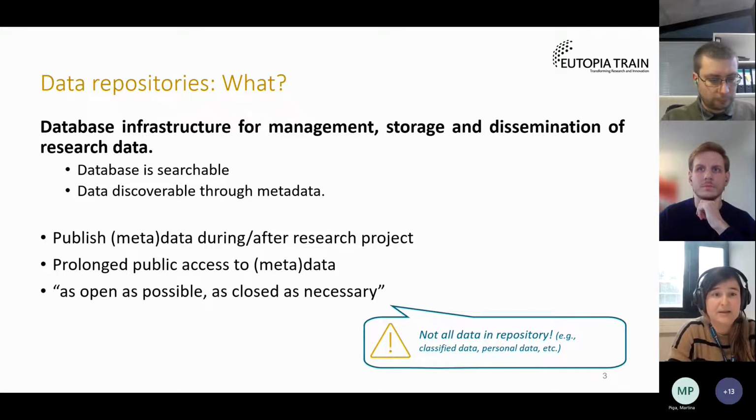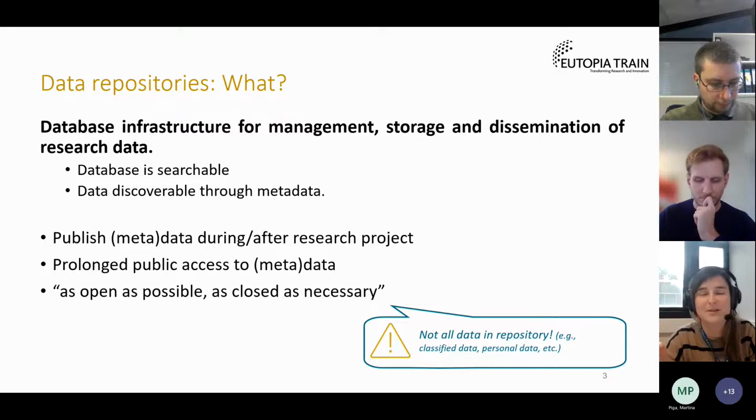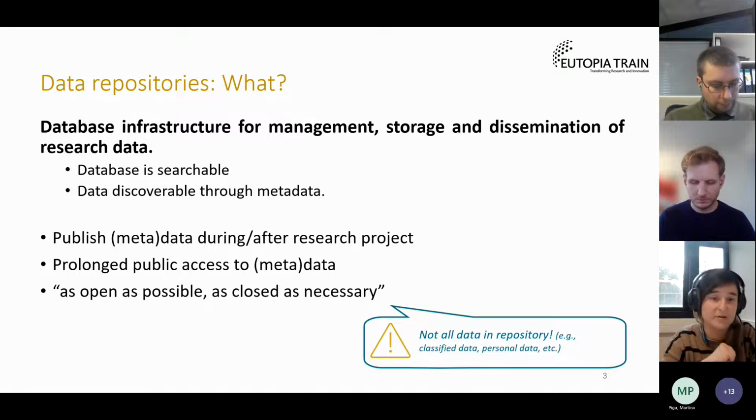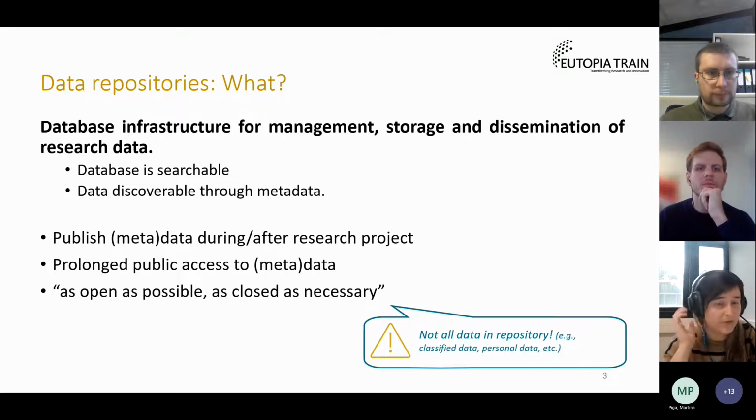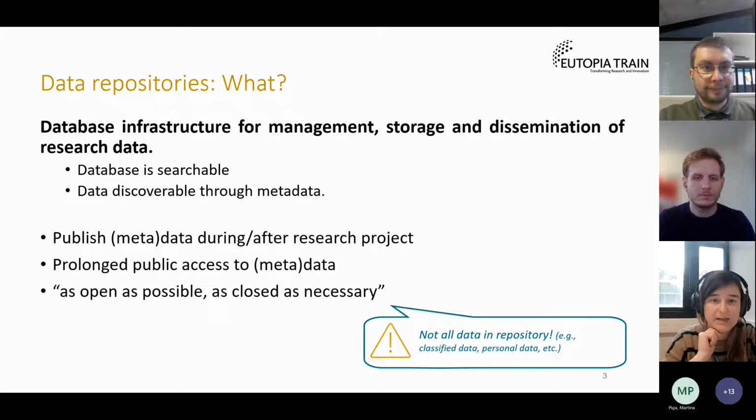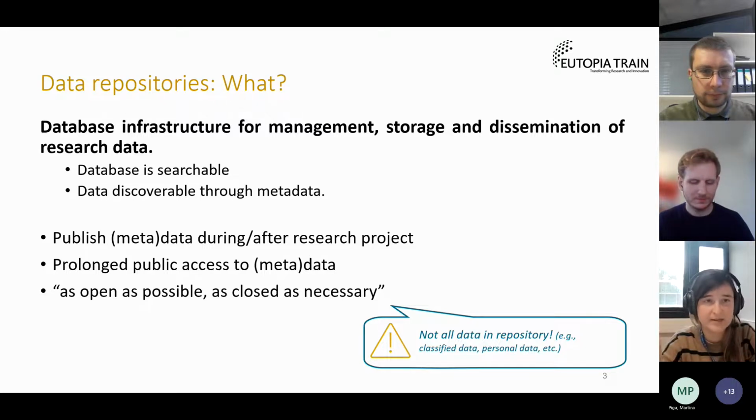The repository should publish the data during or after the research project. Well, you should publish it in the data repository, and it provides prolonged public access to the metadata or the data. And the data in the research repository should be as open as possible and as close as necessary. This means that not all data can be published in a repository. You should watch out with more sensitive information, for instance, personal data, but we'll talk about this later on in the presentation.